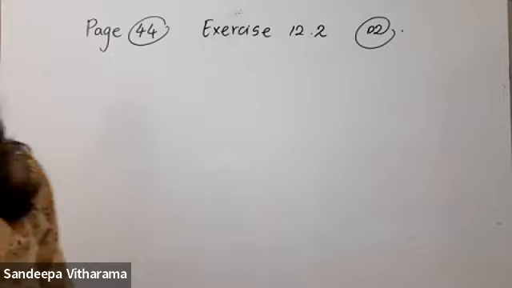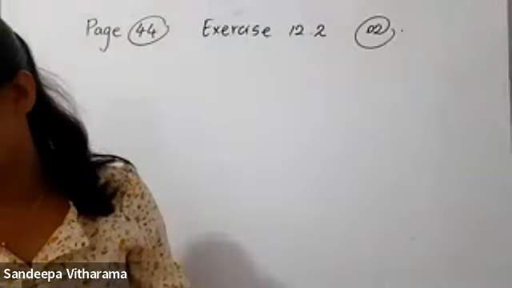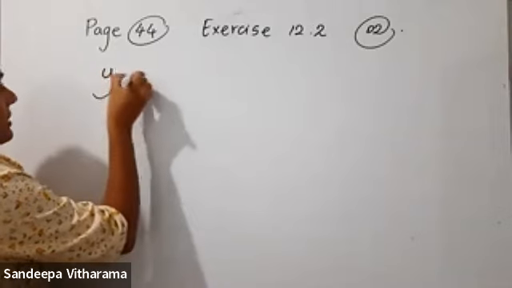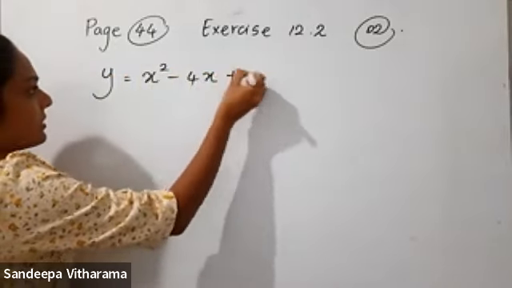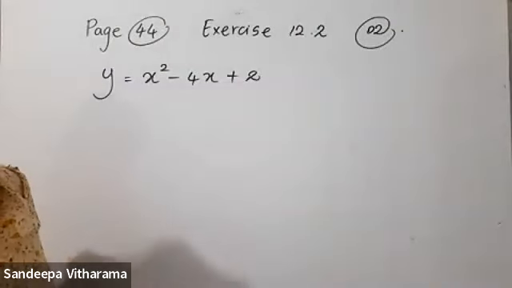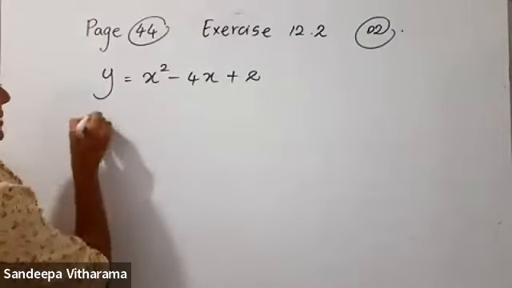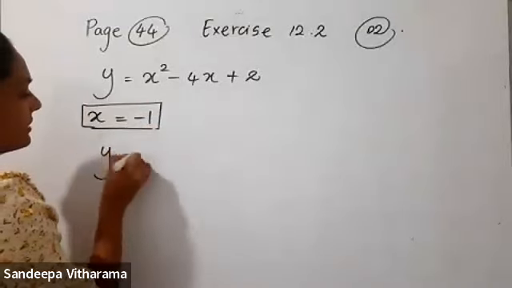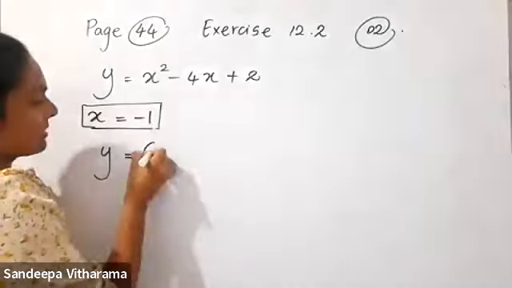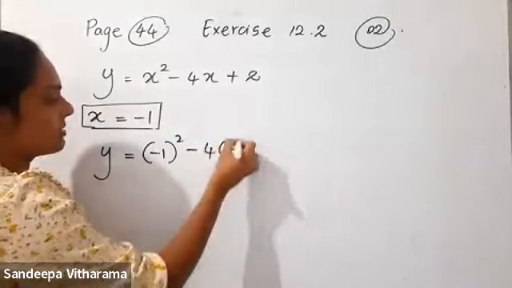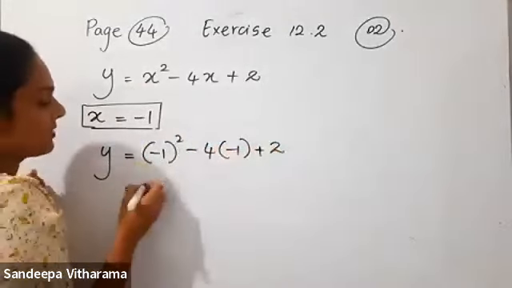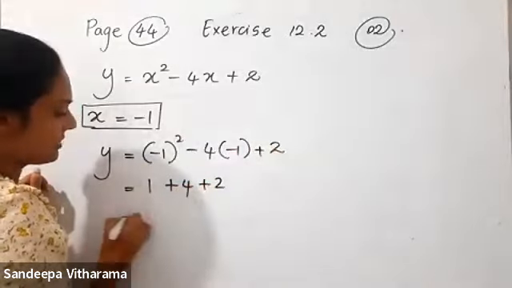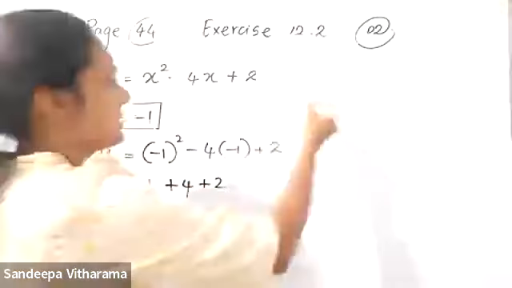It is given that an incomplete table of values is prepared to sketch the graph of y equals x squared minus 4x plus 2. Then, when x equals minus 1, you have to find the value of y. To do this, you have to substitute. It is minus 1 squared minus 4 into minus 1 plus 2. Minus 1 squared is plus 1. Minus 4 into minus 1 is plus 4, plus 2. Then the answer is 7.